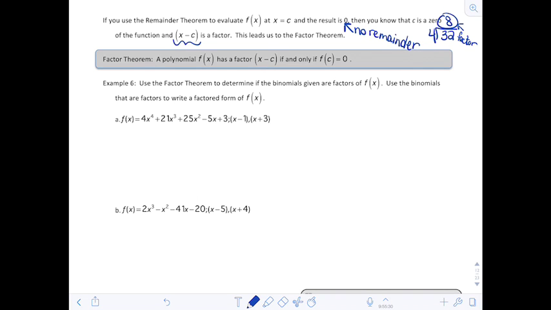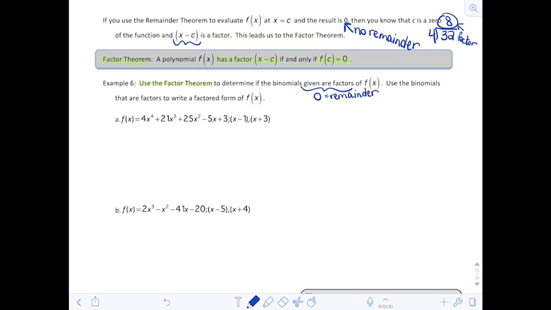And that leads us to the factor theorem. And here's what that says. It says that a polynomial f of x has a factor x minus c if and only if f of c is 0. It has no remainder. So let's see what this means. Use the factor theorem to determine if the binomials are given factors of f of x. Well, what does that mean? If they're factors, 0 equals the remainder. So that's what we're looking for. Use the binomials that are factors to write a factored form of f of x.